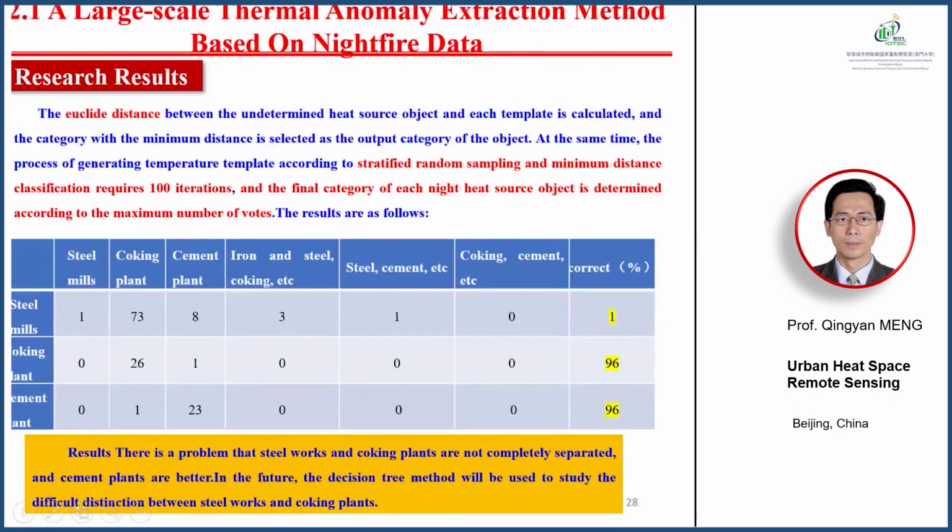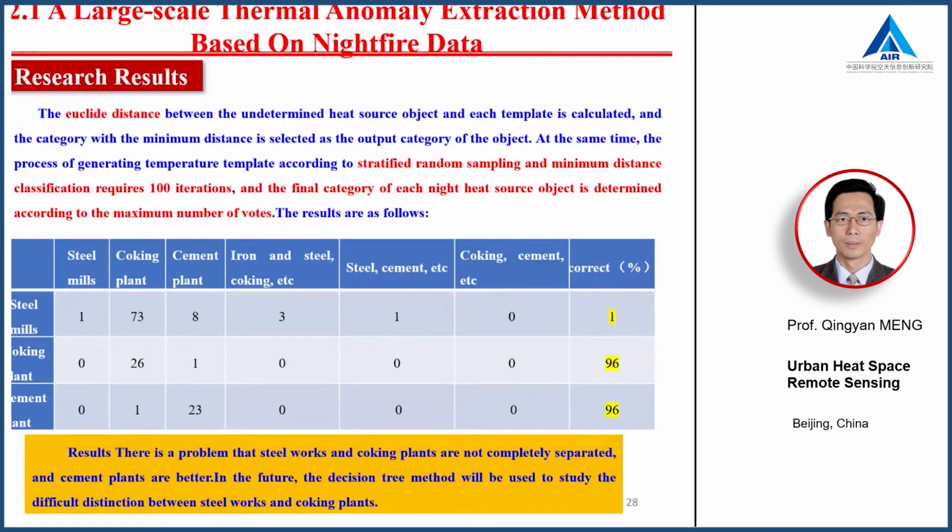And then the Euclidean distance between the unmanned heat source object and each template is calculated, and the category with the minimum distance is selected as the output category of the object.